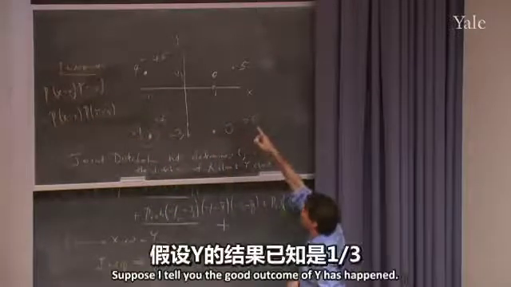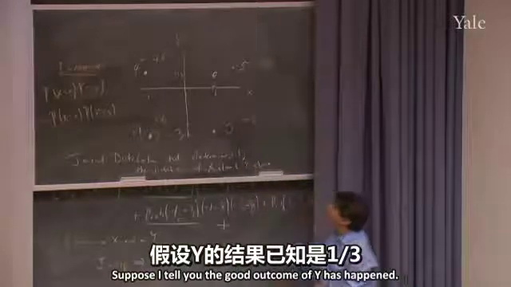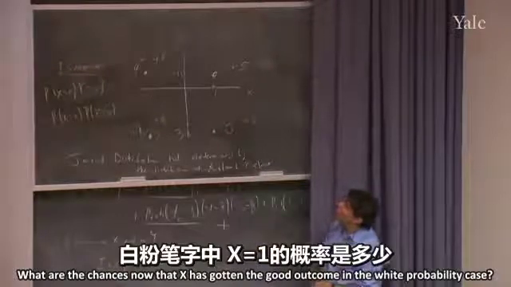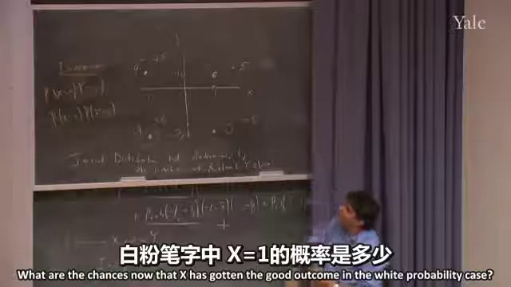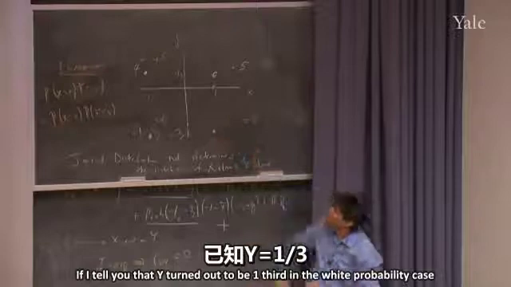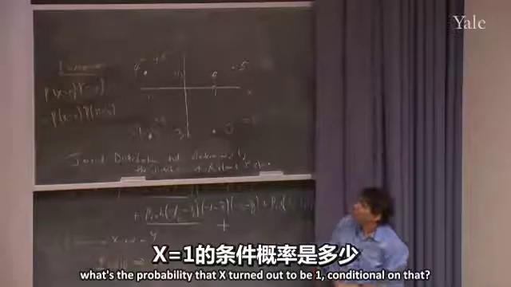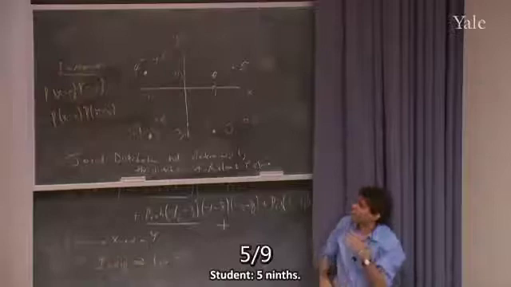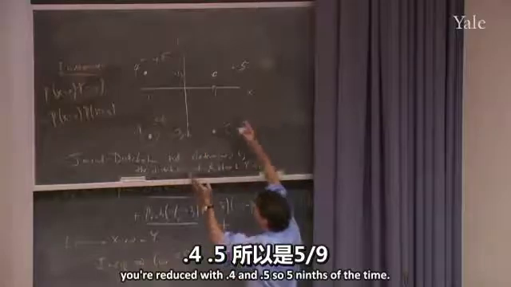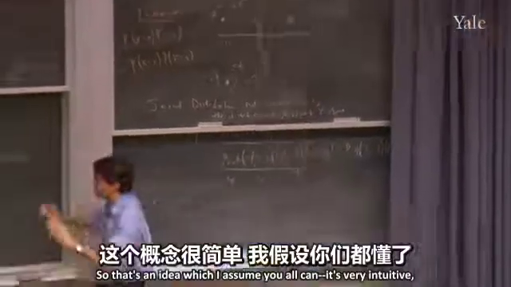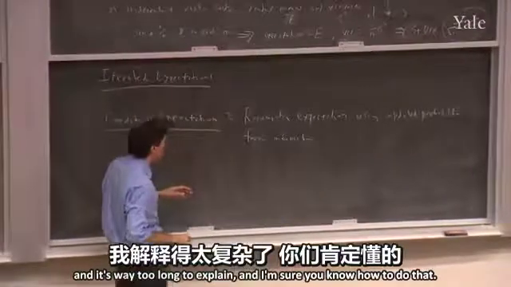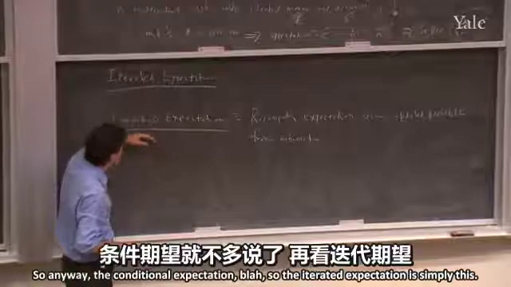Suppose I tell you that the good outcome of y has happened. What are the chances now that x has gotten the good outcome in the white probability case? If I tell you that y turned out to be a third in the white probability case, what's the probability that x turned out to be 1, conditional on that? 5/9. Because the probabilities are now reduced to 0.4 and 0.5, so 5/9 of the time. That's an idea which I assume you all know, it's very intuitive and way too long to explain, and I'm sure you know how to do that. So anyway, the conditional expectation.